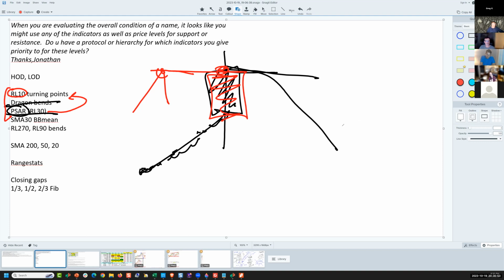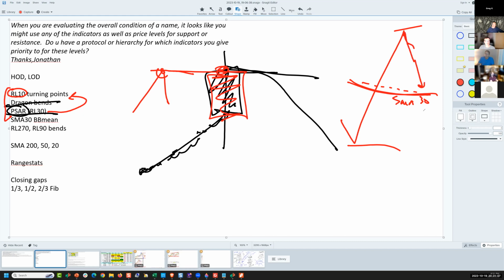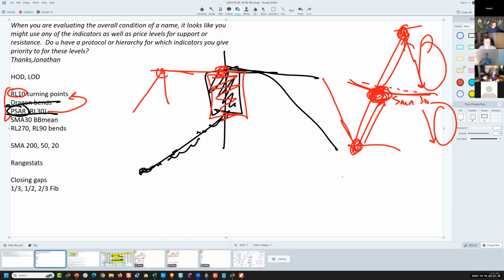Now, in between the turning points of the RL10 is the middle of the river, the SMA 30, which is the absolute middle of that thing, which is the reversion to the mean trade. And that gives you two legs. So from turning point to turning point, leg one, pause, leg two. What is it going to do after an extreme move and it reverts to the mean? What is it going to do in here?